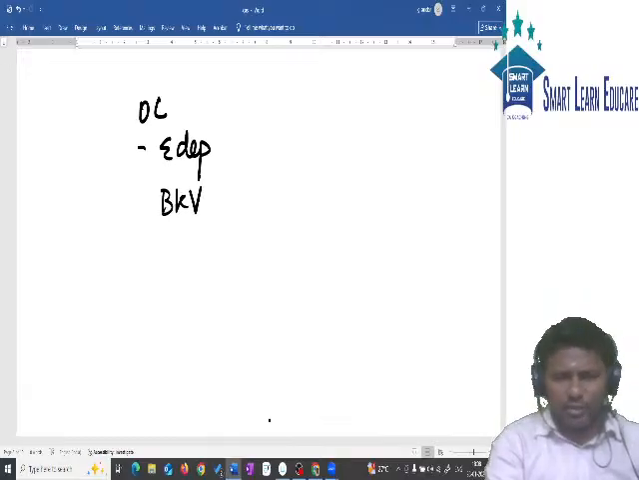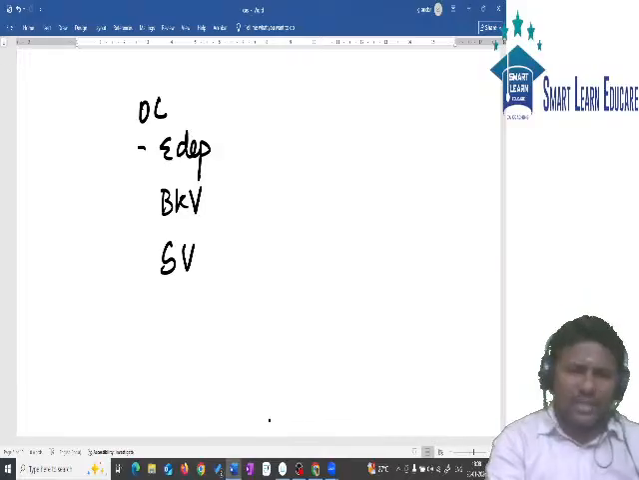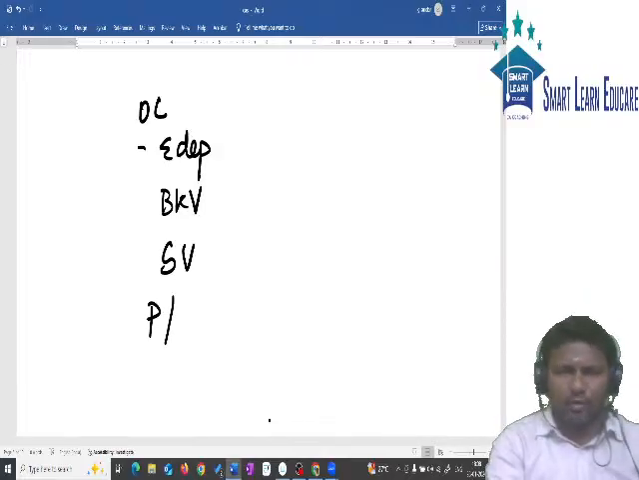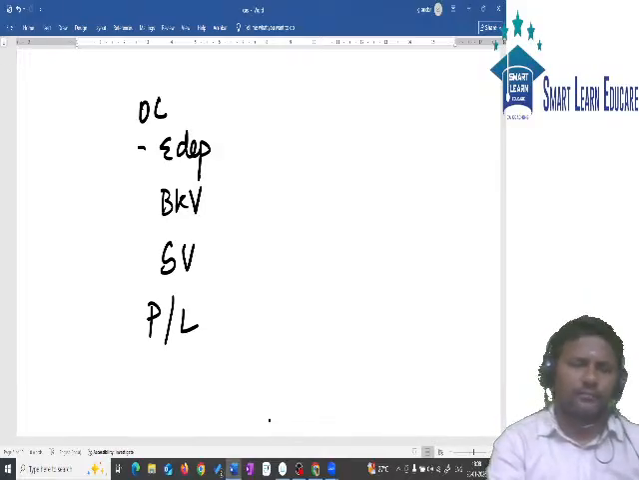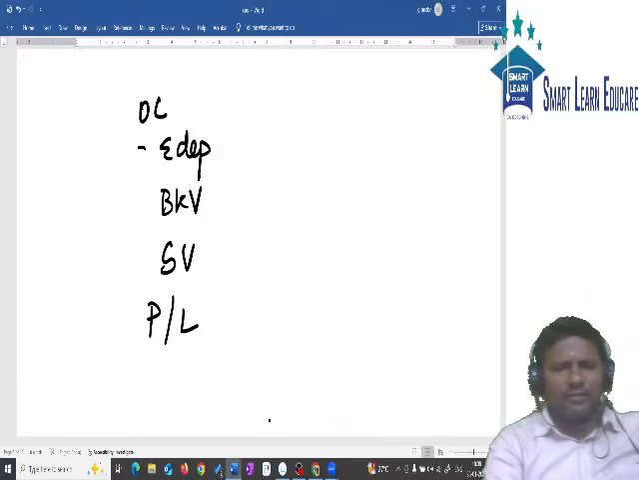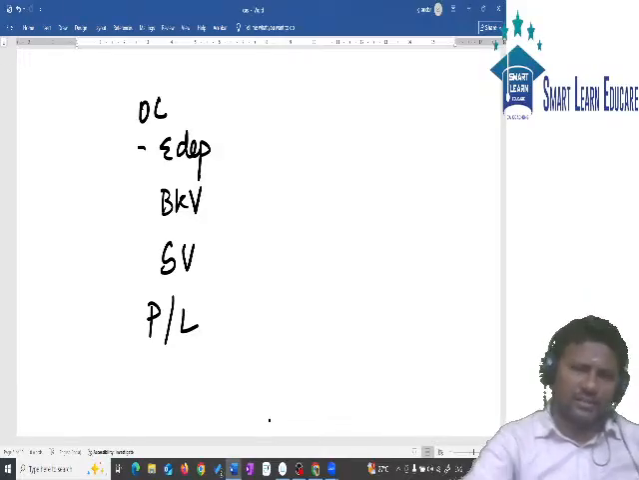Book value of the asset should be compared with sale value. If sale value is more, it means profit. If book value is more, it means loss. This is how we will find out the value of the asset.